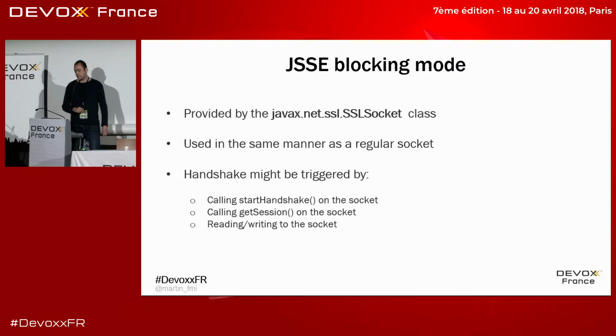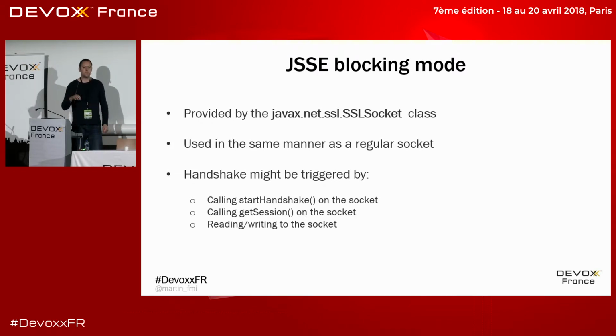Now, to give you some more insights, let's look into the JSSE blocking mode of operation. Its API is provided by the javax.net.ssl.SSLSocket class. As we already mentioned, it can be used in a similar fashion as standard Java sockets. However, the essential thing here is at what point do you trigger the TLS handshake process when you establish communication between the client and the server. One way you can do that is by explicitly calling the startHandshake method on the SSLSocket instance that you have created. This kicks in the SSL handshake process.